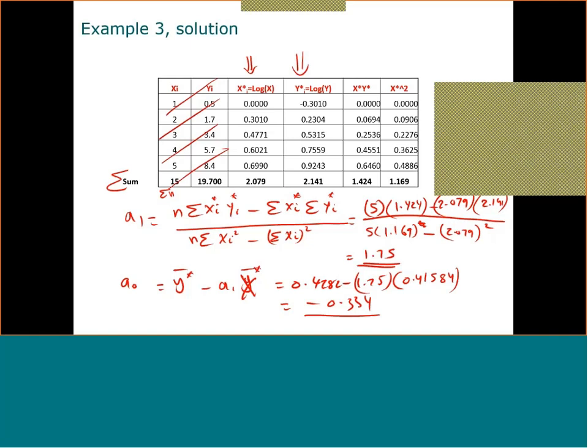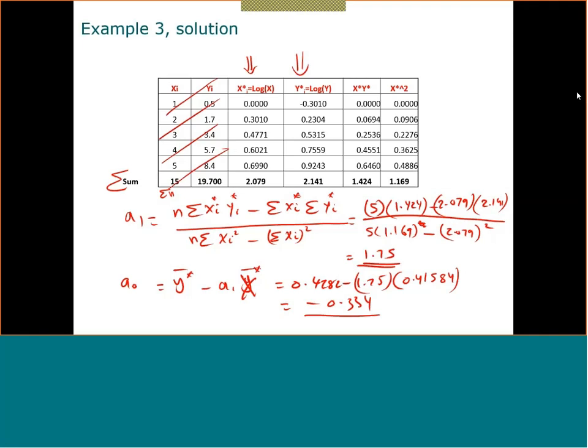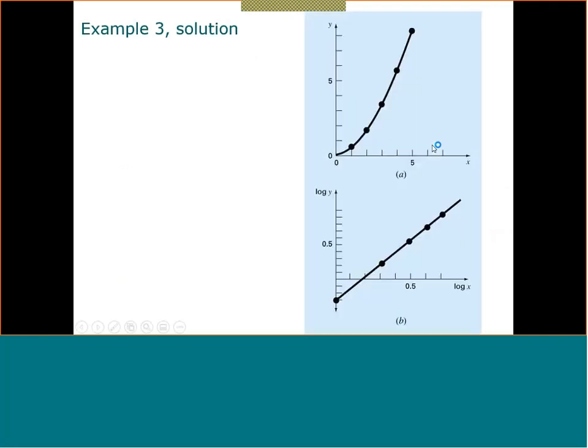Okay, now let's move on. This is my original model. This is my linearized model. Now this is my equation, this is my A0 and this is my A1. Remember that the model is like this: log y equals log A2 plus B2 log of x.